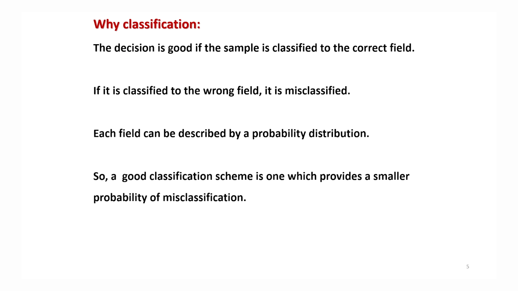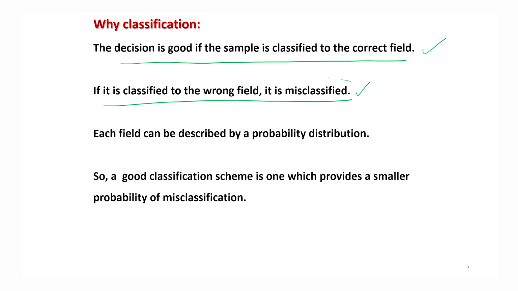So now in all such cases, the decision is good if the sample is classified to the correct field or correct population. For example, if an ore is coming from field F1 and it is classified to F1, then it is a correct decision. In case the ore is coming from field F2 and it is classified to field F2, then it is a correct decision. But in case the ore is coming from F1 and classified into F2, or vice versa, that the ore is coming from field F2 and classified into field F1, then it is a wrong decision, and we call it misclassified.